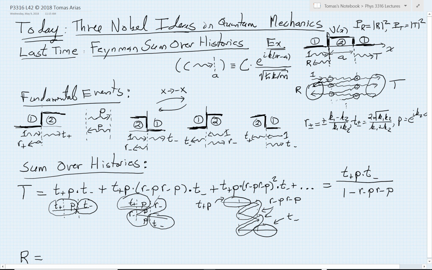The quick mnemonic for remembering this is I'm traveling in region 2 towards region 1. What I see when that happens to me is I'm going from a higher potential to a lower potential, so of course it should be some kind of minus reflection or transmission.